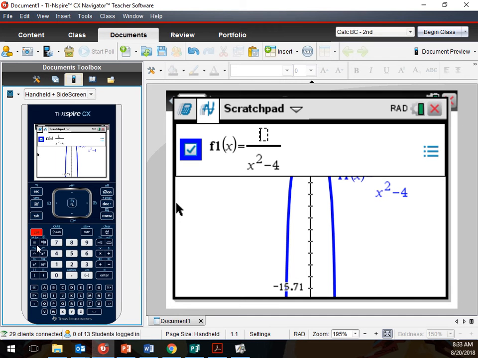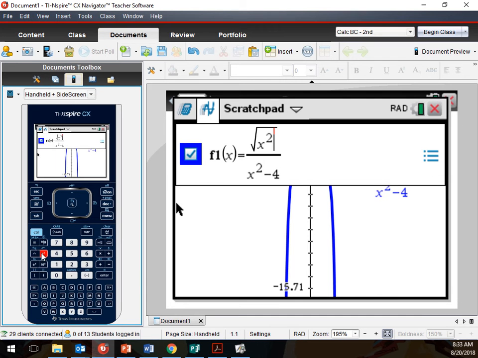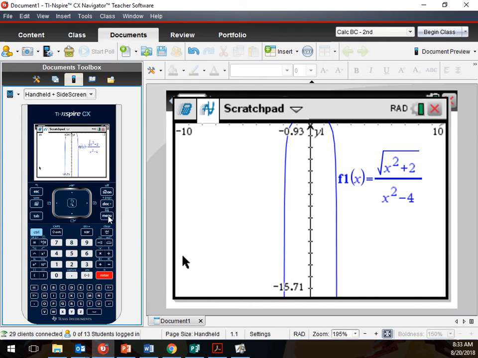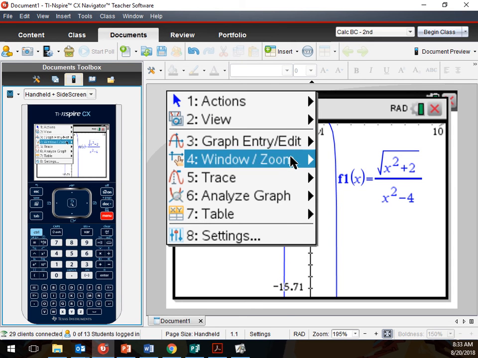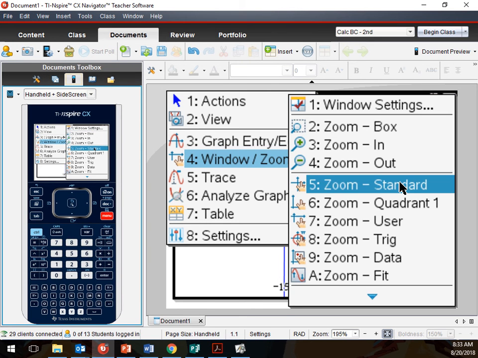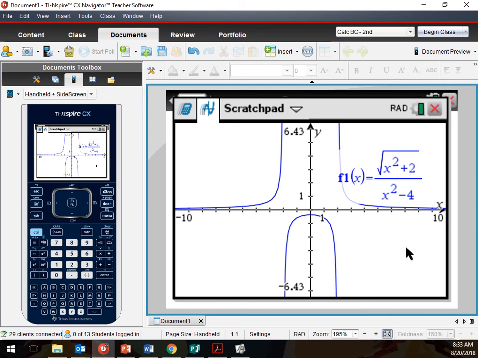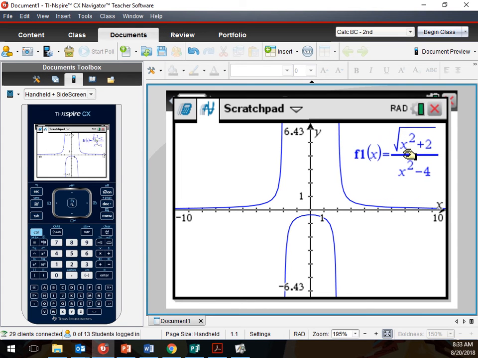Go tab, back up to my problem. So square root of x squared plus 2, right? And it was over x squared minus 4, right? Okay, hit enter, and I'm going to change my window again. So here's how you change the window. Menu, window zoom, and let's just do standard. I don't have to make it too complicated. All right, so let's take a look.